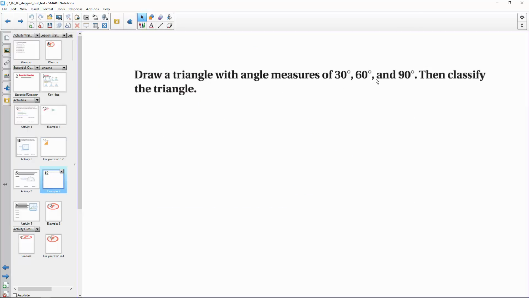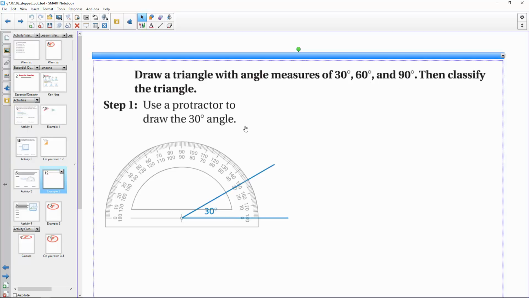It says draw a triangle with this measurement, then classify the triangle. Well, they're all different angle measurements first of all, right? And if that's the case, that will be a scalene. And they all look as though they are, well, I have a right angle here. So it'd be a right scalene, I think.